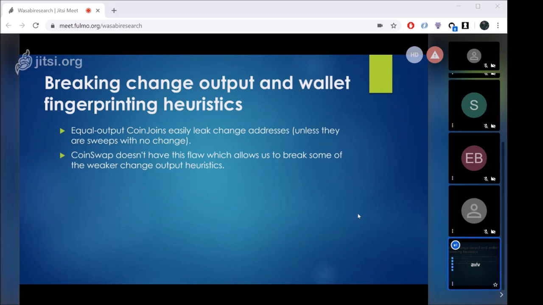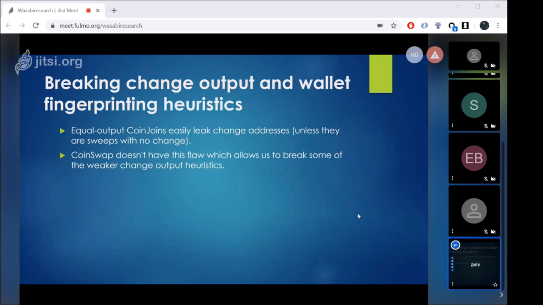Something interesting here. Now Belcher is talking about breaking change output and wallet fingerprinting heuristics. The first thing we should talk about is breaking the change output. So equal output coin joins easily leak change addresses unless they are sweeps with no change, right? So we know that any equal output coin join has this problem where there's some change, and that change is what we call toxic. This isn't a problem for CoinSwap, because for any Bitcoin amount that you have, you can find a maker, an individual who has Bitcoins, who is willing to match your amount in exchange for some fee. So CoinSwap doesn't have that change output heuristic.